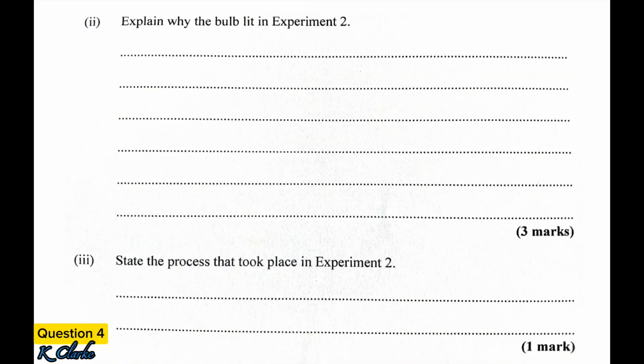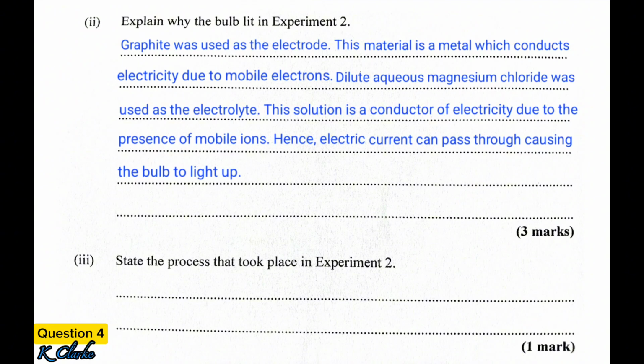Part 2. Explain why the bulb lit in experiment 2. Graphite was used as the electrode. This material is a non-metal which conducts electricity due to mobile electrons. Dilute aqueous magnesium chloride was used as the electrolyte. This solution is a conductor of electricity due to the presence of mobile ions. Hence, electric current can pass through, causing the bulb to light up.